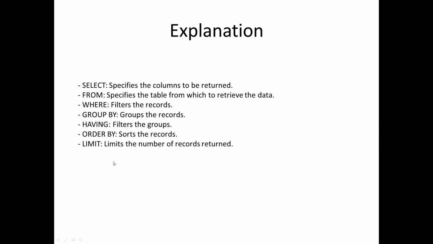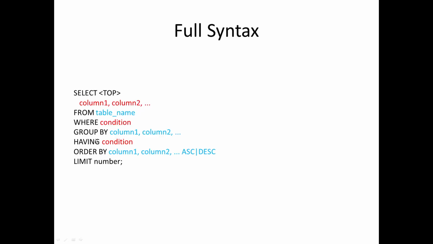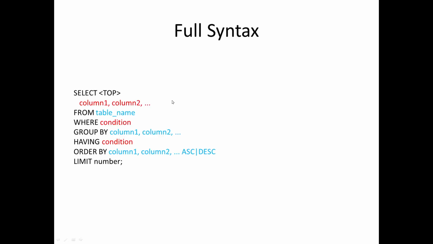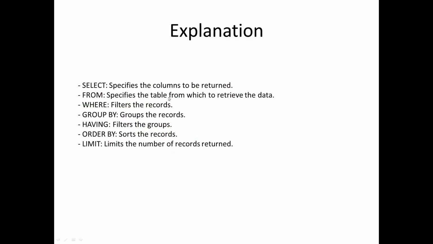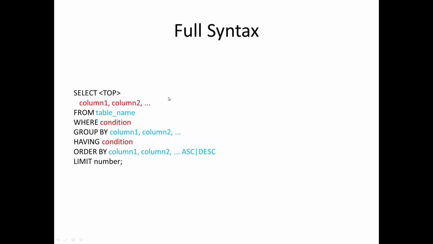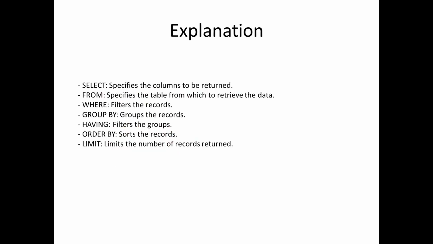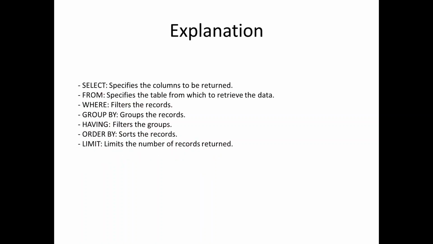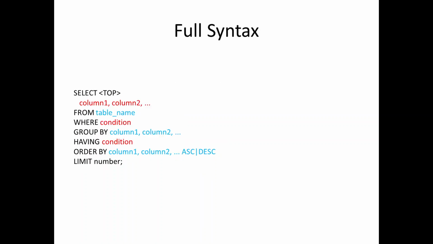Let's understand. Select specifies the columns to be returned. So column 1, column 2, column 3, these are the columns which would be returned. Then from specifies the table name, or the table from which data is to be retrieved. Perfect. Next is where, it filters the records from the table. Next is group by, it groups the data based on the column provided. Having filters the data based on the group.